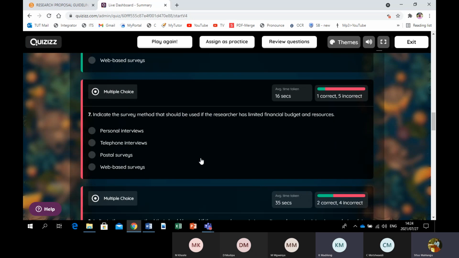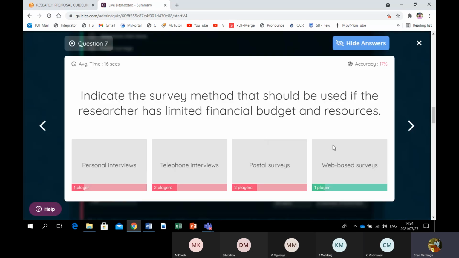It's postal. Postal, remember you have to buy stamp, you have to print, I think it's web-based. Wouldn't you agree? Compared to postal? I fully agree with you. Personal is more expensive than postal. Telephone is more expensive than postal.